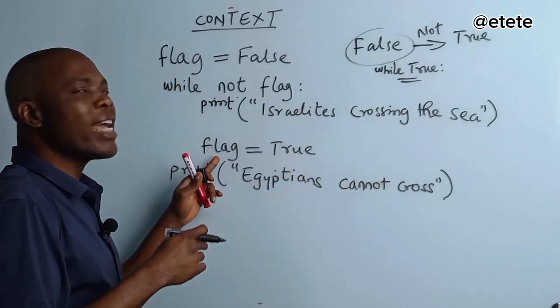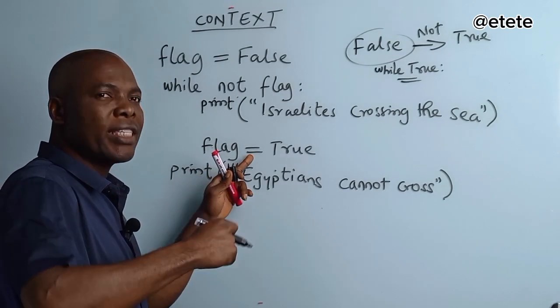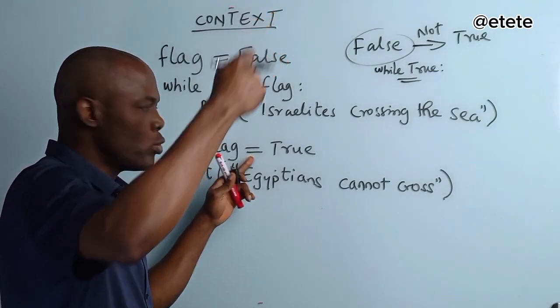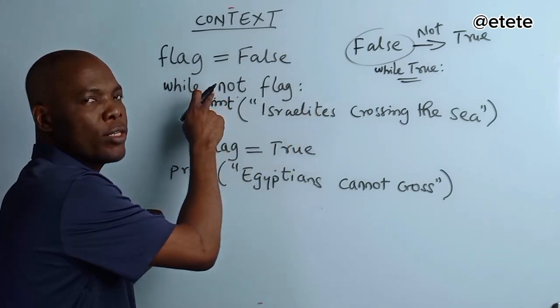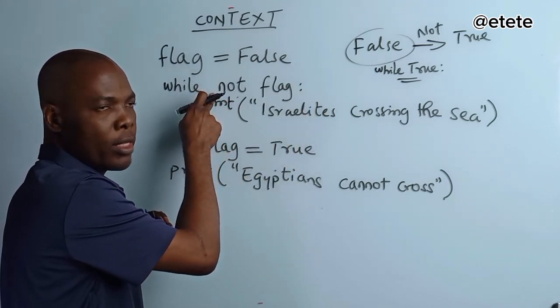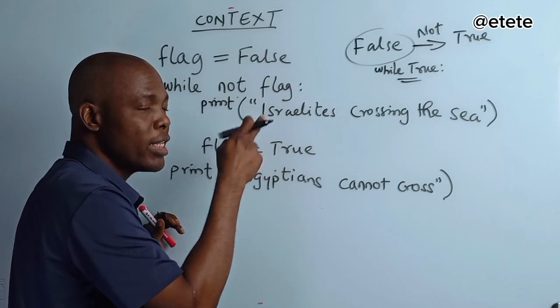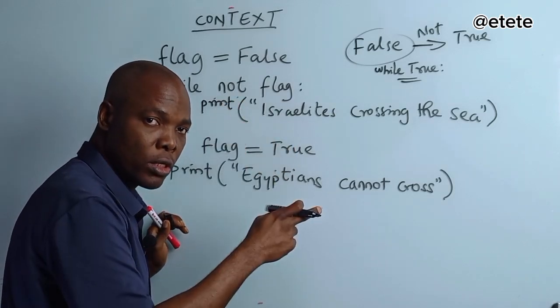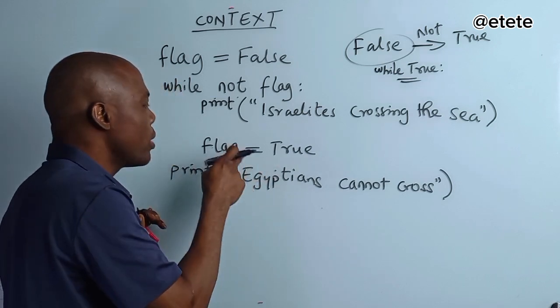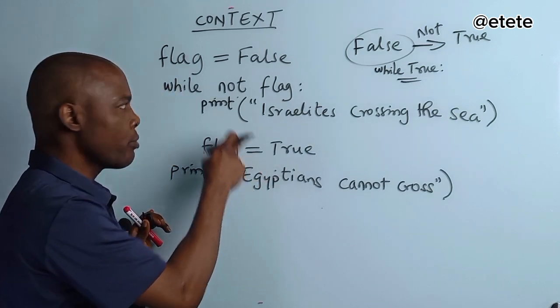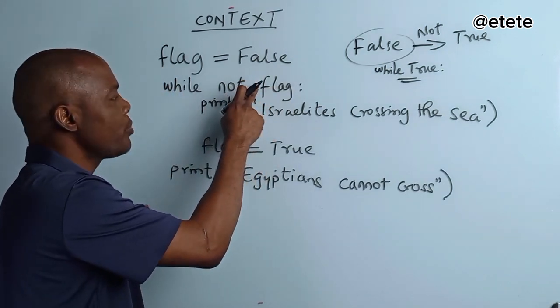But while inside the loop, the gatekeeper now changes the flag to what? To true. So the flag is now true. When you now come back to test this condition, the condition for you to cross is that the flag should be false. If the flag is true, that means you cannot cross. So now the flag has been changed to true. You come back now to test the condition.